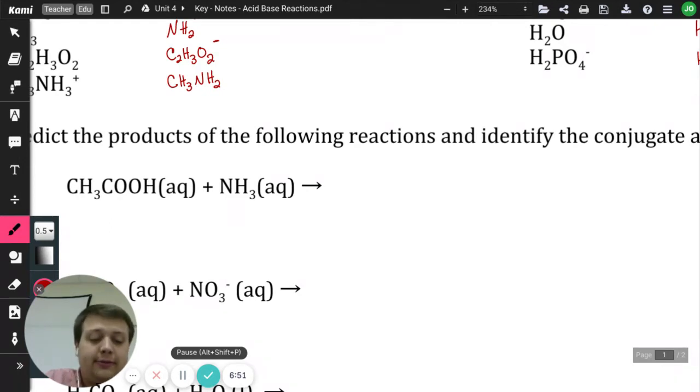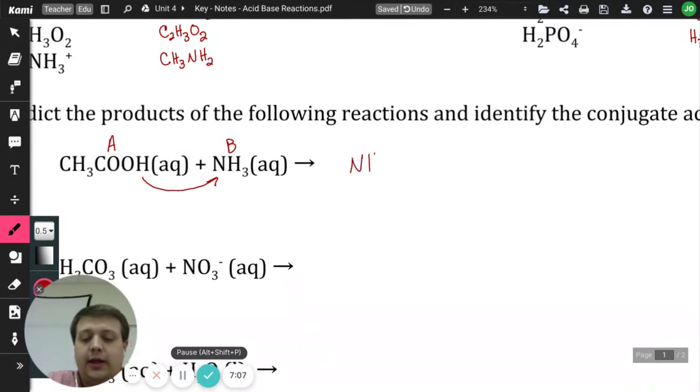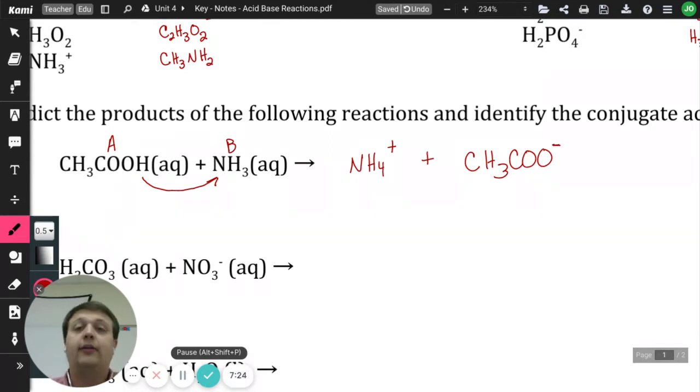So what's going to happen is my hydrogen is going to be donated to my base. So this would be my acid, and this would be my base. So my hydrogen was donated to that. And as a result, instead of NH3, it would turn into NH4 with a positive 1 charge, plus, well, what's left over? So I have CH3COO, and then it's going to have a negative charge because it lost that hydrogen.